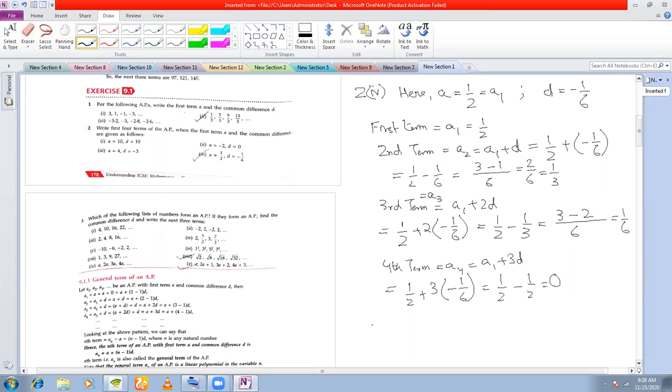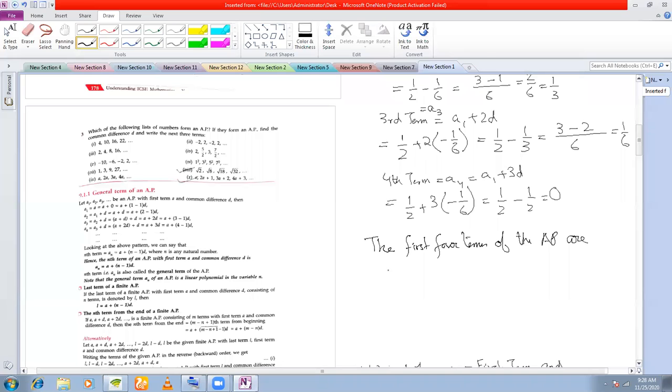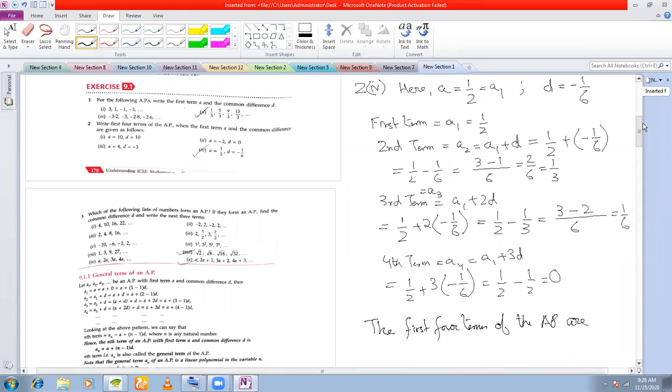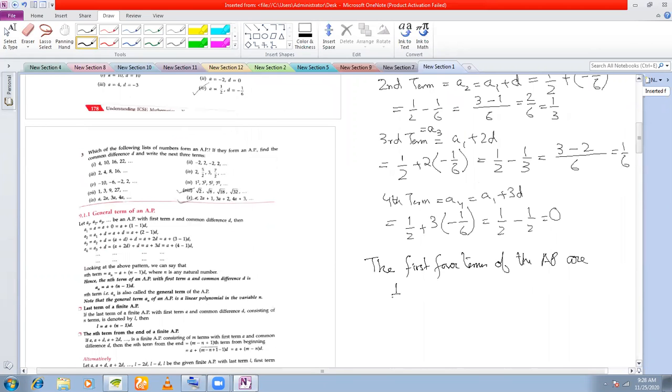So they have asked only till 4 terms. Therefore, the first 4 terms of the AP are: the first term is half, the second term is 1/3, the third term is 1/6, and the fourth term is 0. That's it. Okay, so two things. First of all, the set of numbers may be given, and you have to determine the first term and the common difference. Or the second option is that the first term and the common difference can be given, and you have to determine the AP. And this is how you determine.